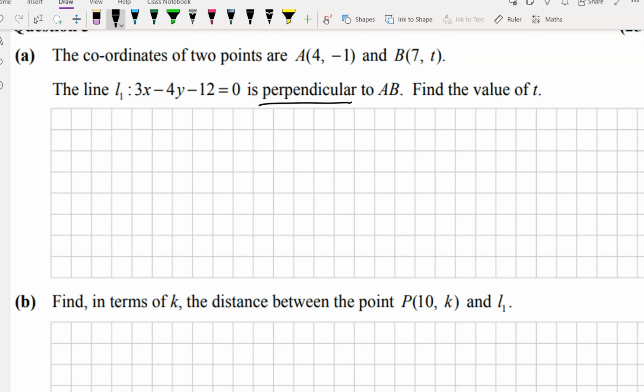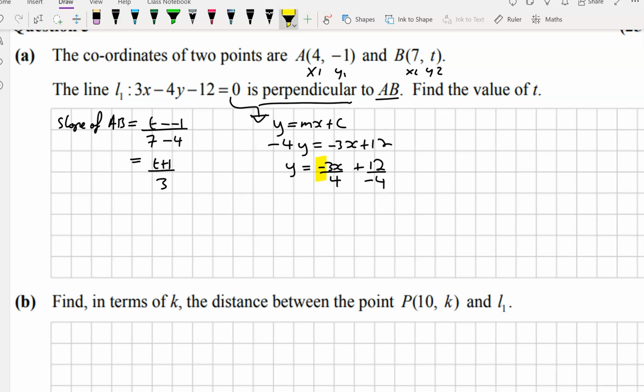So the first thing I'll do here, if it's perpendicular to AB, I'll find the slope of AB. Label them x1, y1, x2, y2, and I'll apply my slope formula. After applying the slope formula, I know the slope of AB is (t plus 1) over 3. I know that the line L1, 3x minus 4y equals 12, is perpendicular to AB, so we'll find the value of t. I can find the slope of this line by rearranging it in the form y equals mx plus c.